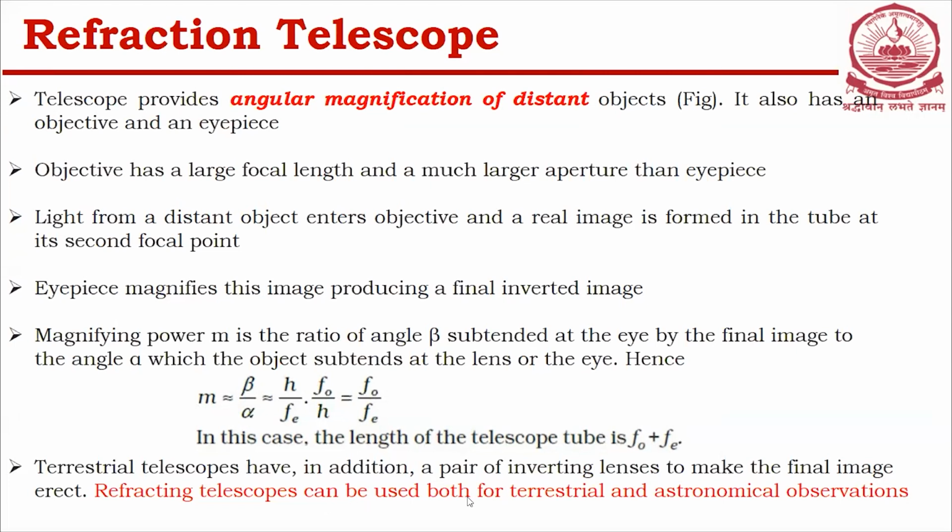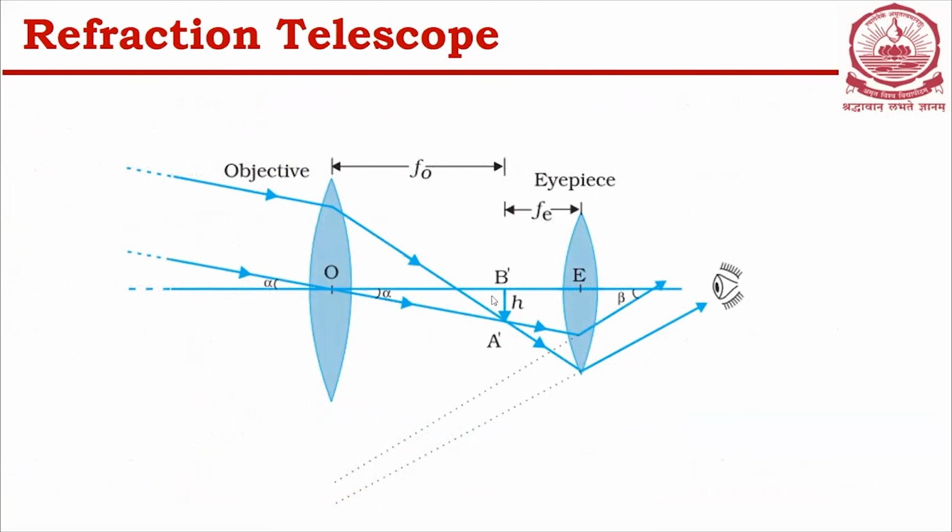Okay, so it can be useful for both terrestrial and astronomical observations, but there are some difficulties with this. And this is your telescope. So here you see the second focal point of your objective is exactly coinciding with the first focal point of your eyepiece. Okay, and the rays from an object at infinite distance will form an image at the focal point, and this will be the object for the eyepiece. Okay, so the image will form at infinite distance, so that you are able to see the stars. This is the ray diagram for your astronomical telescope.